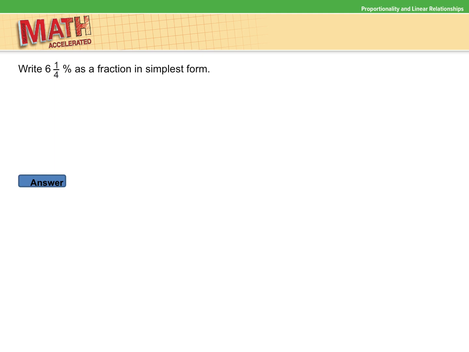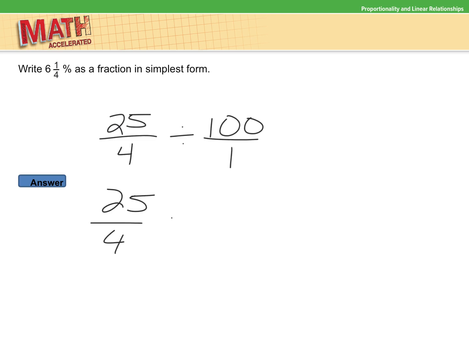What did you get for an improper fraction of 6 1/4%? 25 over 4. Does everyone agree with 25 over 4? Yeah. And then what are we dividing by? 100. What can you treat that 100 as? As 100 over 1. What do we have to do next to figure it out? Keep, change, flip. Yep. 25 over 4 times 1 over 100.